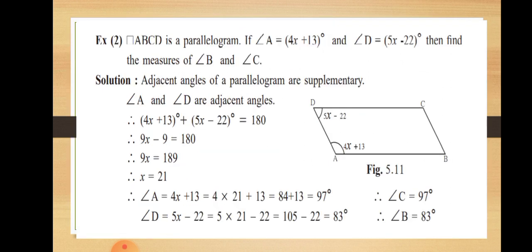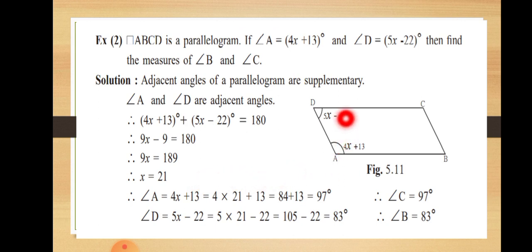This is the solved example given in your textbook, so go through these solved examples. Now the second solved example: ABCD is a parallelogram. If angle A equals 4x plus 13 degrees and angle D equals 5x minus 22 degrees, then find the measurements of angle B and angle C.